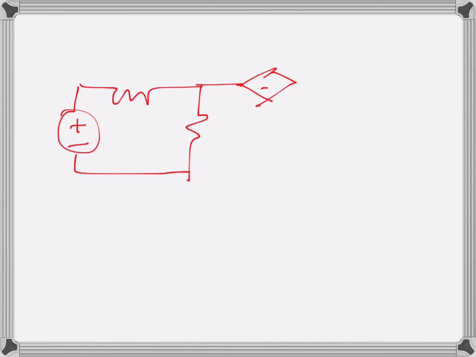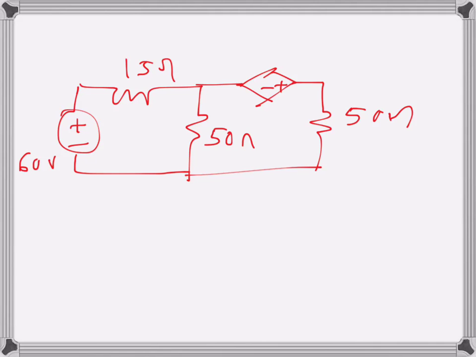So the circuit will look like this one here, and this is the dependent source, and this is 50 ohms here, and this is also 50 ohms here, that's 15 ohms there, 60 volts there. So this is 5 Ix.